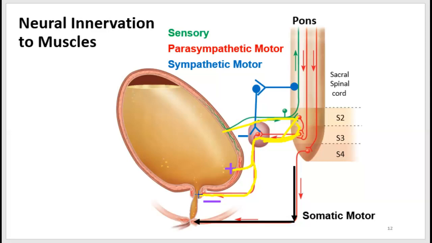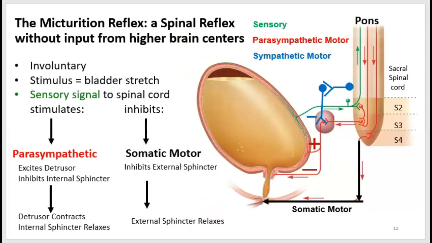Okay, so that's the neural innervation to muscles, but the neural innervation to the external urethral sphincter is a somatic. Now, this diagram does not show this, but in your textbook it states that the sensory neuron that's shown here actually does have some effect and acts upon the somatic motor neuron, probably to inhibit it. I don't know if that's really true or not, but that's what your textbook says, so that's what we'll go with. Okay, so here's the micturition reflex. This is what happens when we urinate.